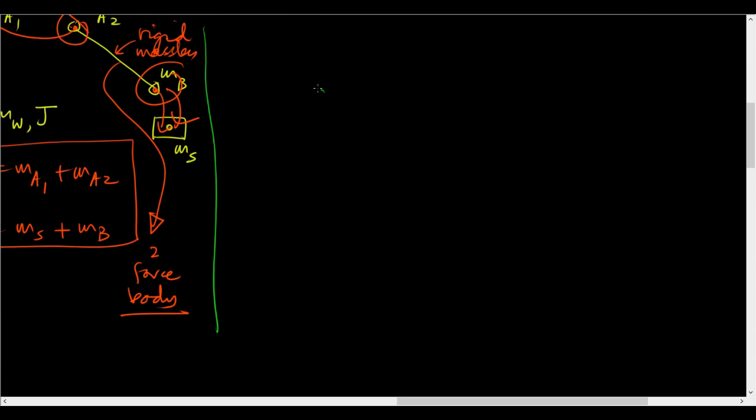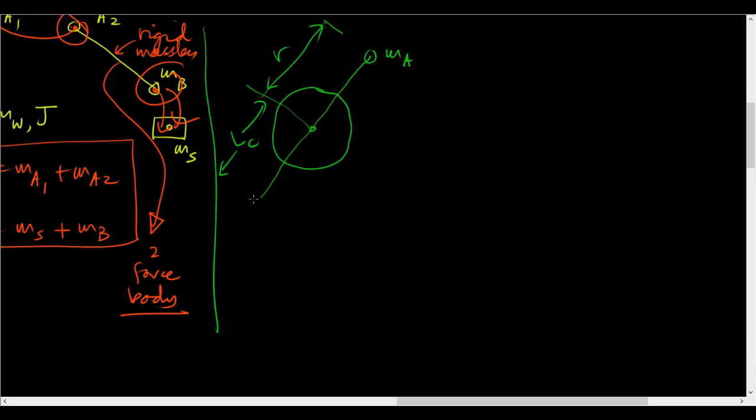So here is the body. Here is MA. This distance is R. This is LC, MC, MW, J. This body will now have a new center of mass, which is located at G. Okay, and this distance is something we have to give a name. Let us call it H.